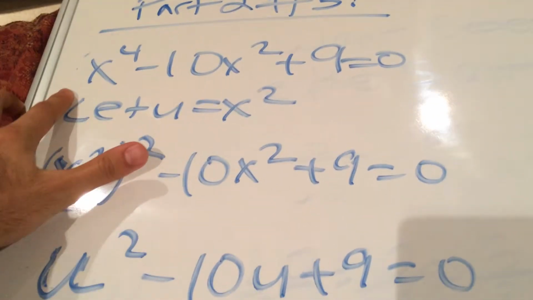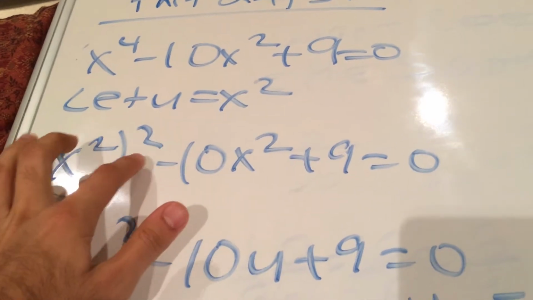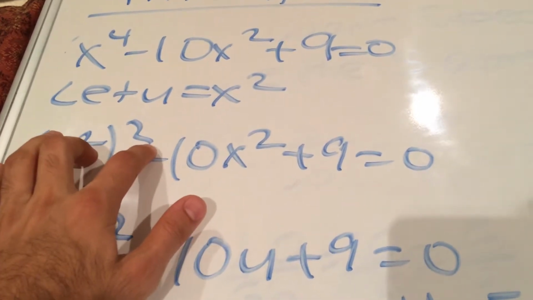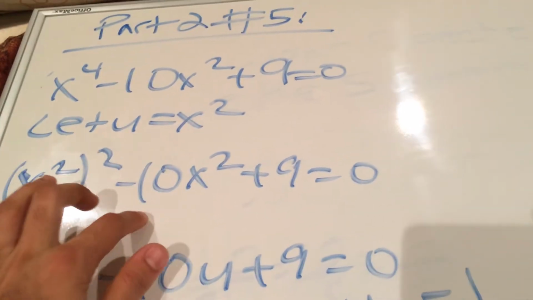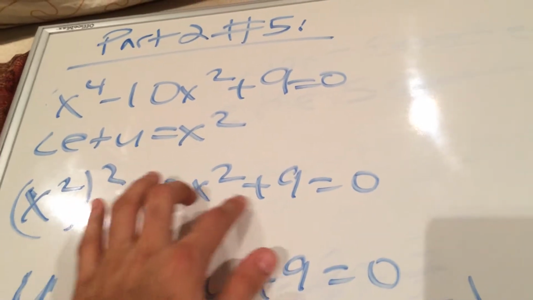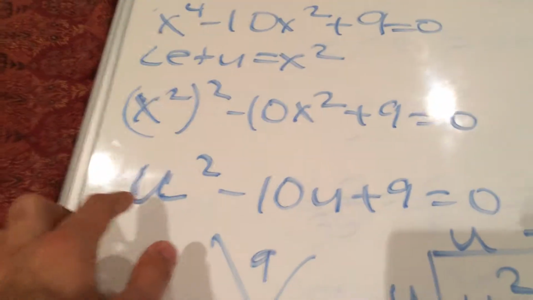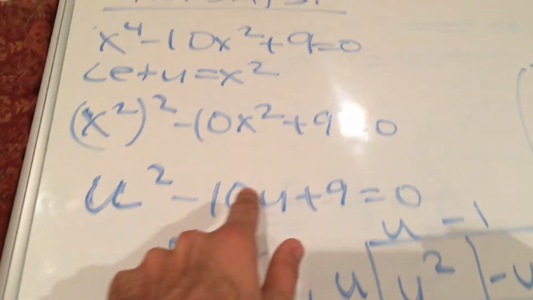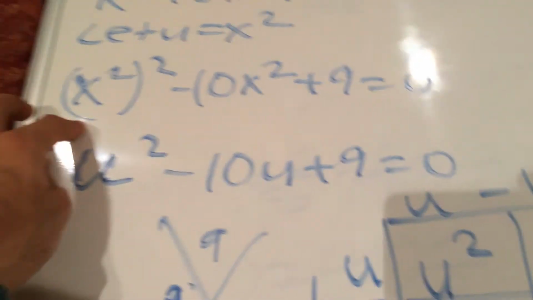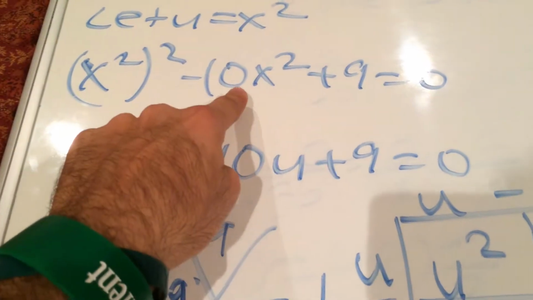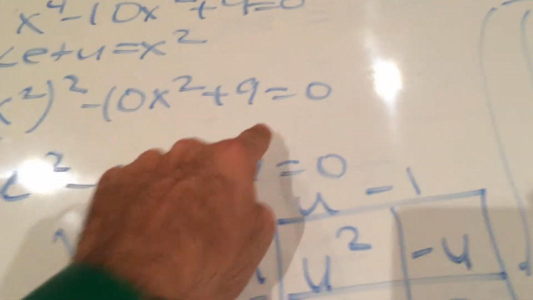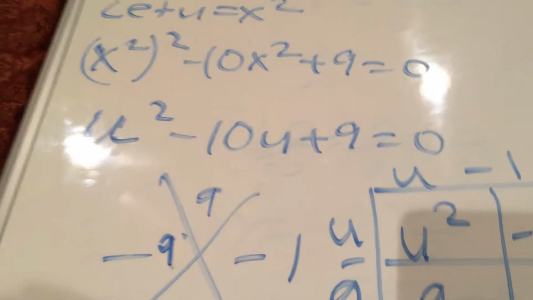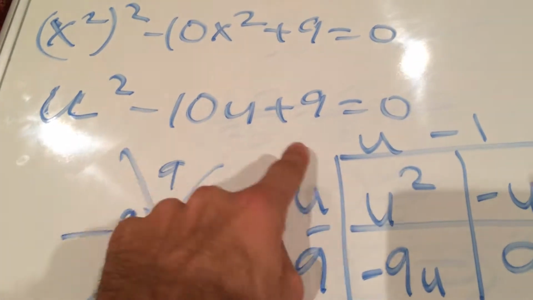So this right here can just be rewritten as x squared squared. Remember, an exponent raised to a power you multiply. That's how we get x to the fourth. Minus 10x squared plus 9 equals 0. So this is really just saying u squared minus 10u. Remember, u is just x squared. So I'm just replacing this x squared with u, replacing this x squared with u, bringing the 9 down, and that equals 0.